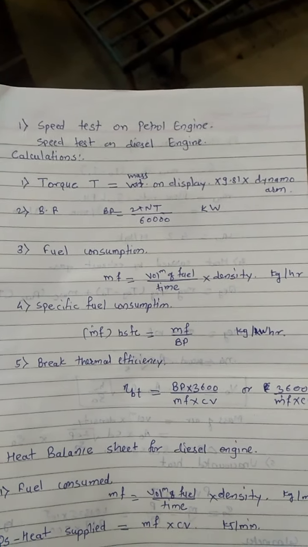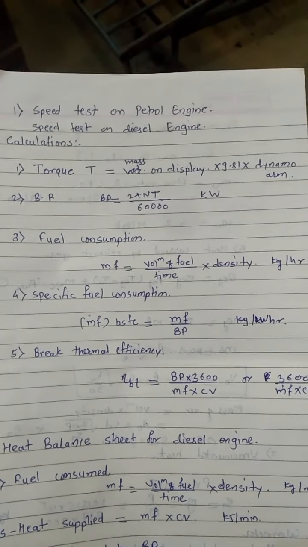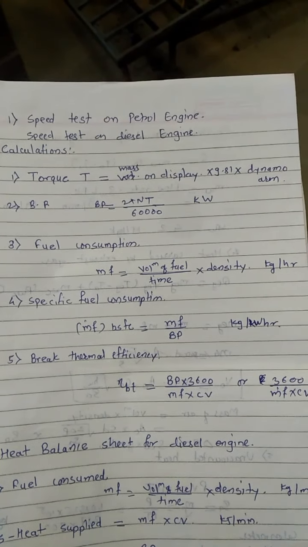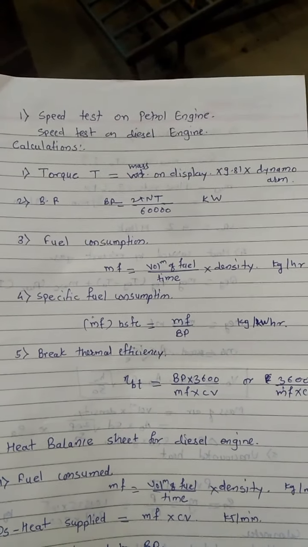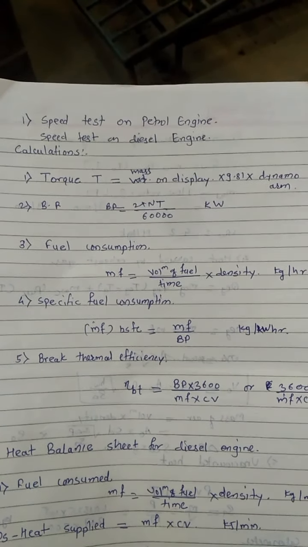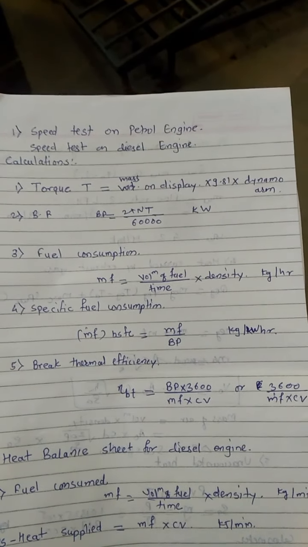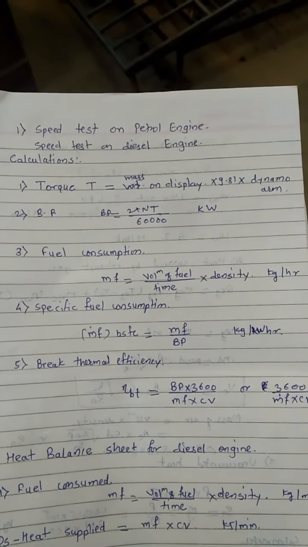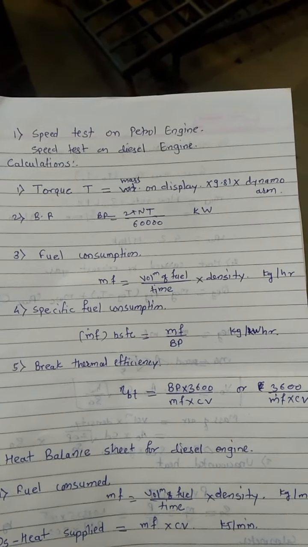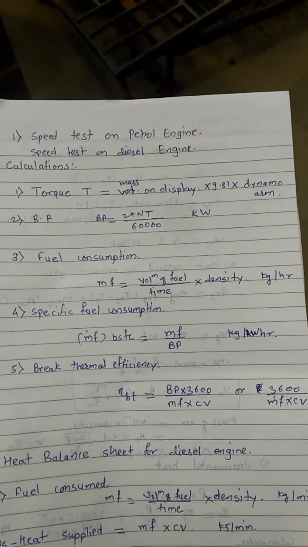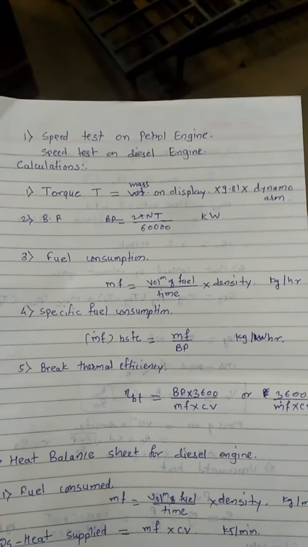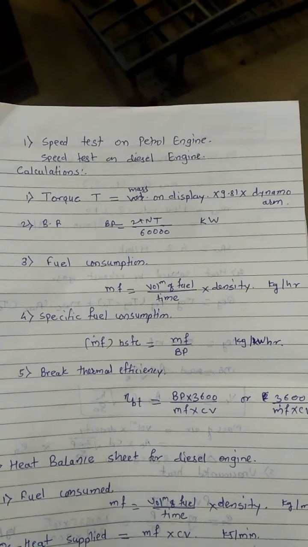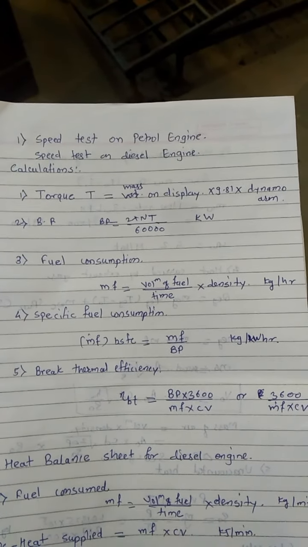Now to have the brake thermal efficiency, we have a formula. Brake thermal efficiency is equal to brake power into 3600 divided by mf into CV. mf is the fuel consumption and CV is the calorific value of that particular fuel. We have brake power, but up till now we have not calculated the fuel consumption. To find out the specific fuel consumption, first of all we will calculate the total fuel consumption. It is given by mf.